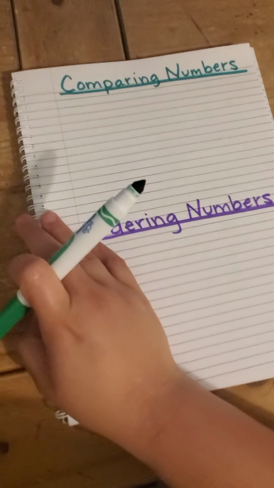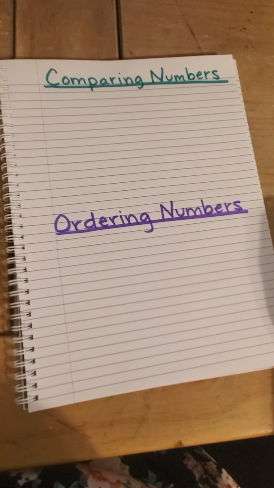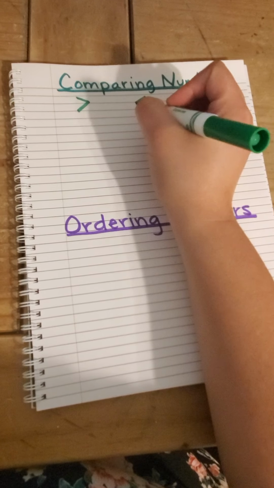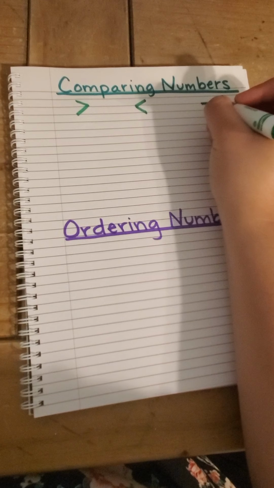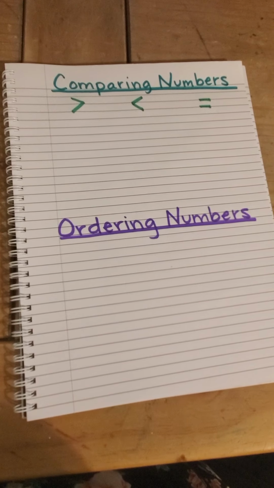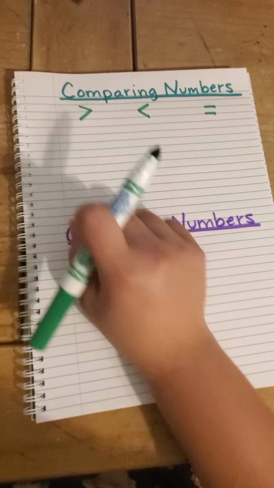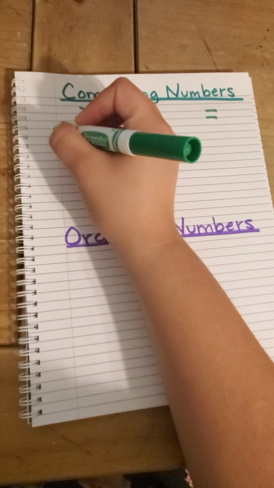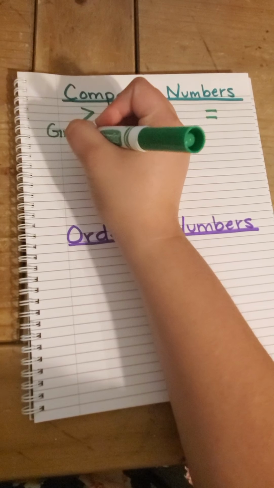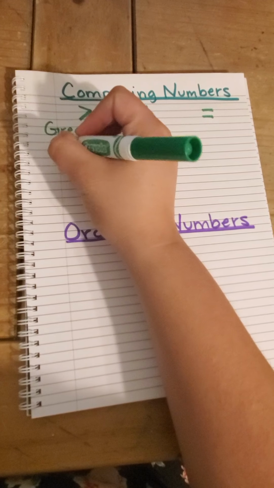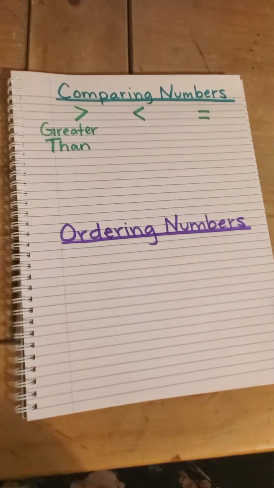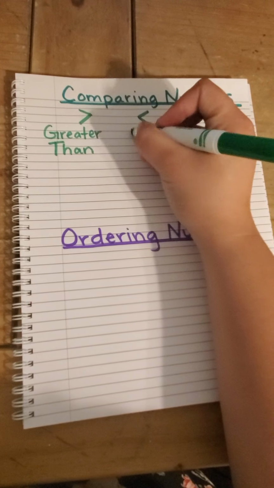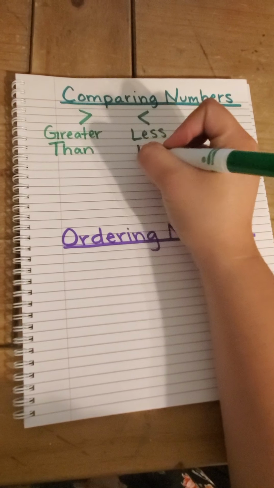So first off, let's talk about the signs we're going to be using. We have this sign, and this sign. Who remembers what this sign right here is called? This is the greater than sign. Greater than. What about this one? Good. This is the less than sign.